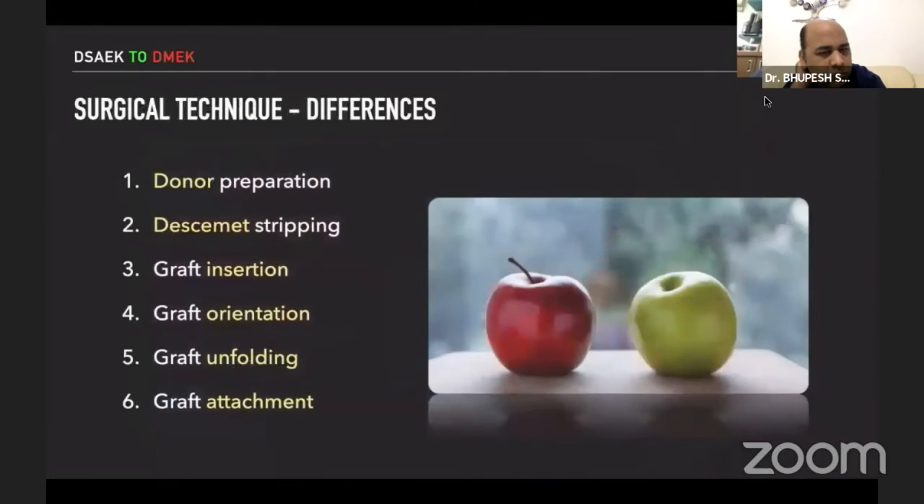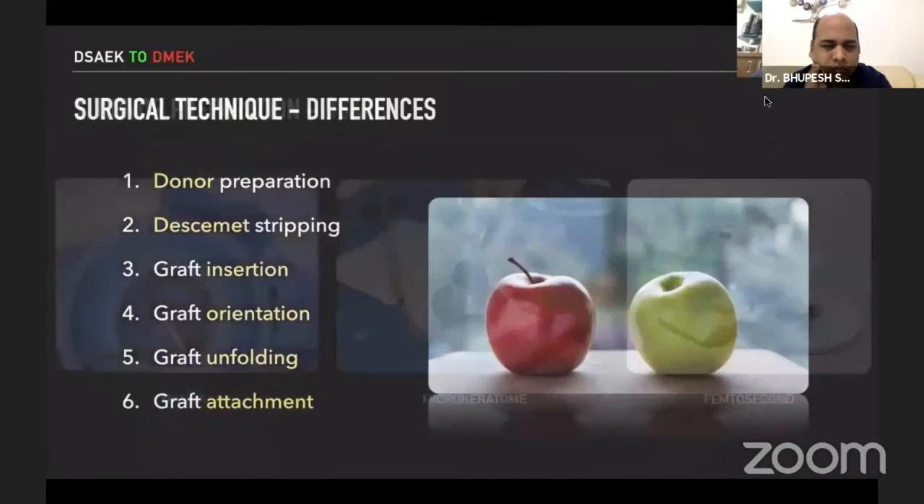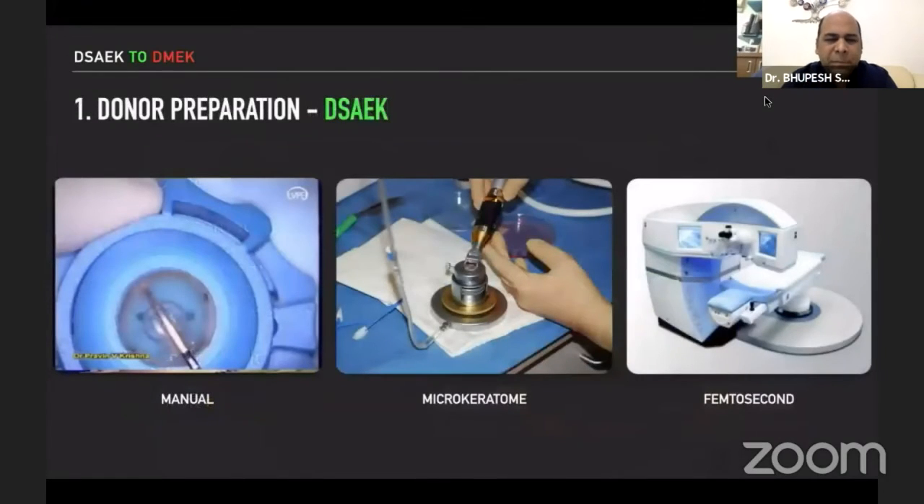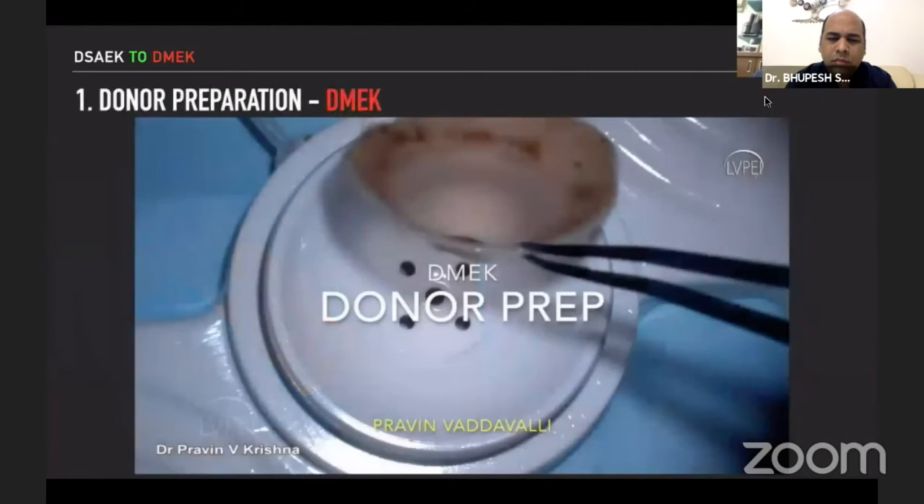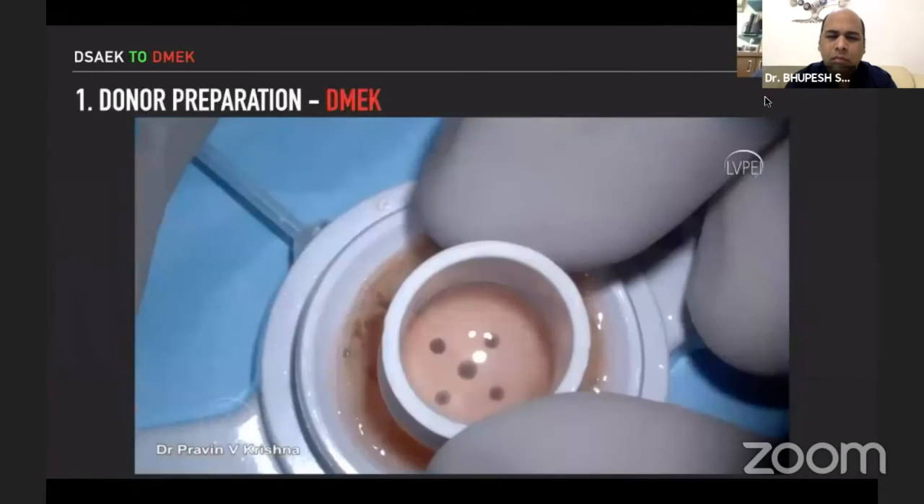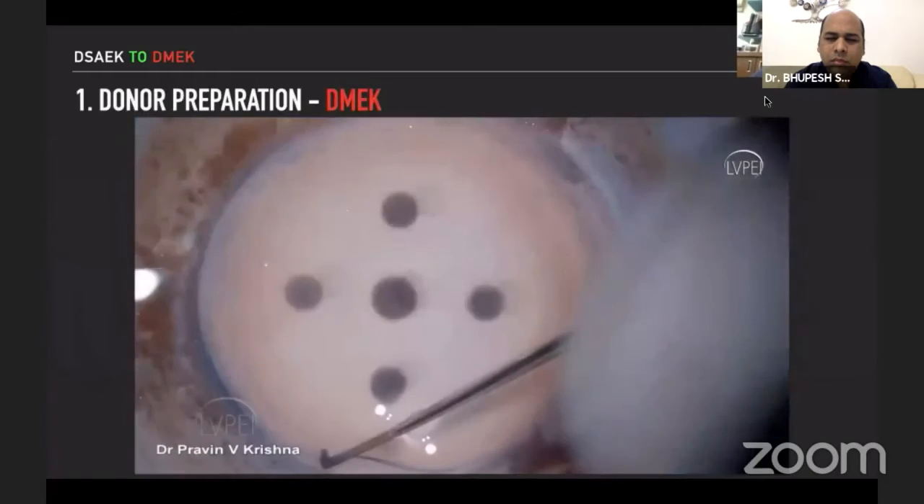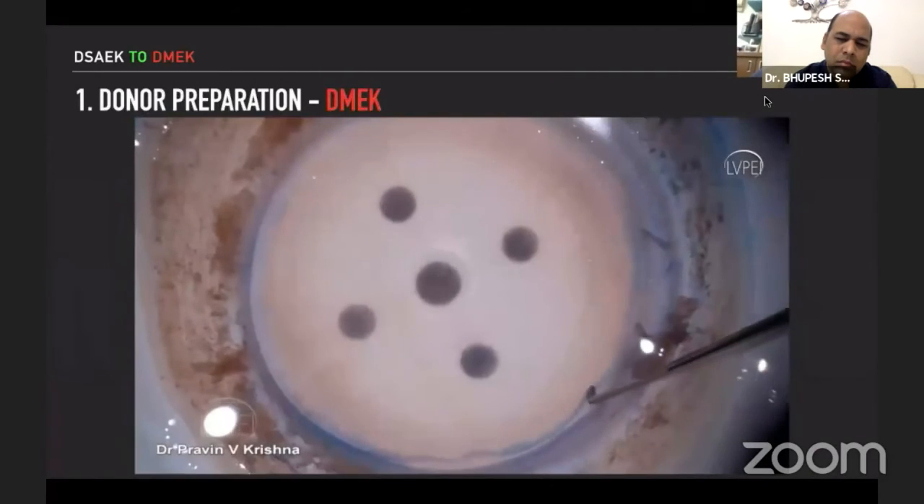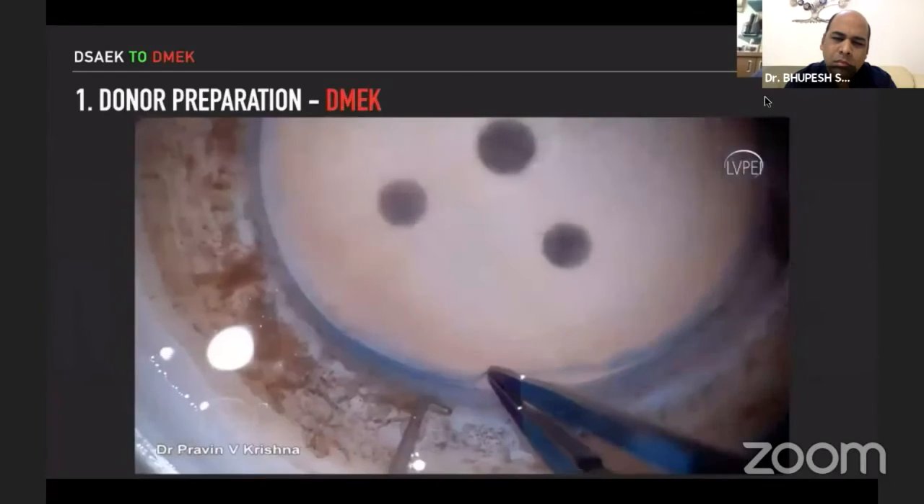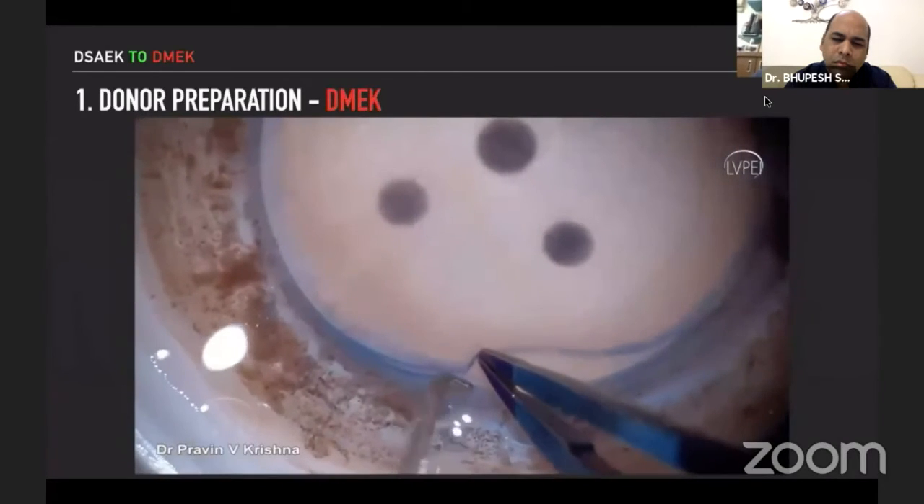There are some differences in the surgical technique as well. For example, in donor preparation, DSAEK, you have a number of methods. Most commonly used is the microkeratome right now. In DMEK, you have pre-stripped tissue available from a number of eye banks in the West, but also now you can prepare your own tissue in the OR. Generally tissue preparation is very quick, does not use expensive machinery, and also results in very high success rates of tissue preparation.